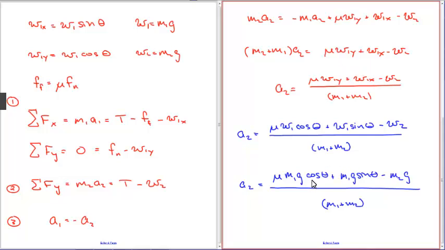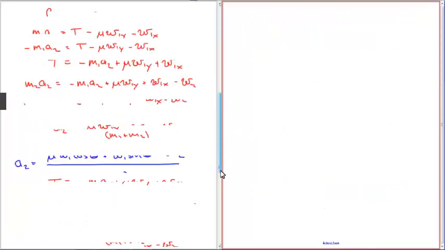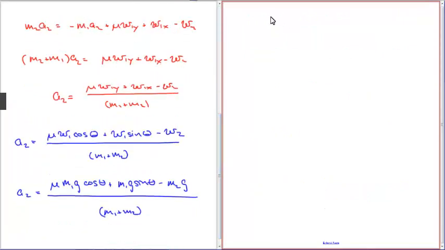And so let's add one page here and write down what we know. So I'm going back to the problem. Mu is equal to 0.25. M1 is equal to 7.00 kilograms.